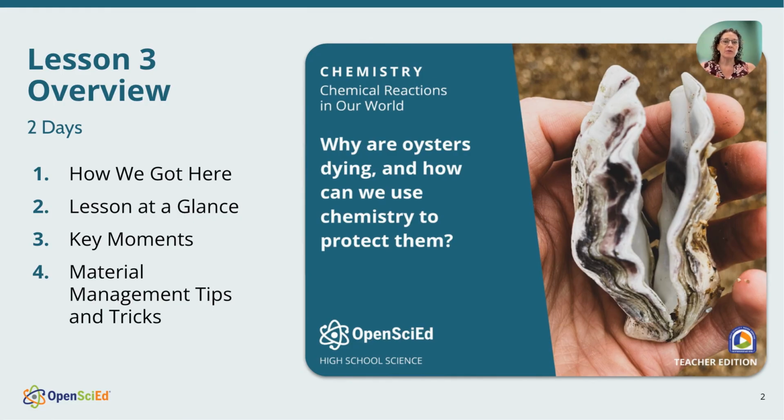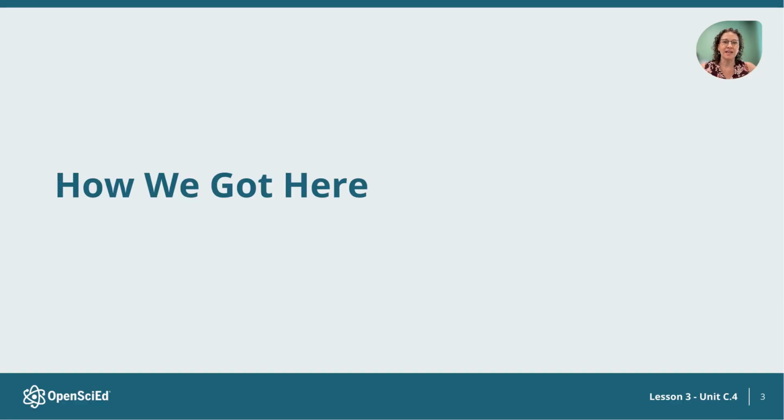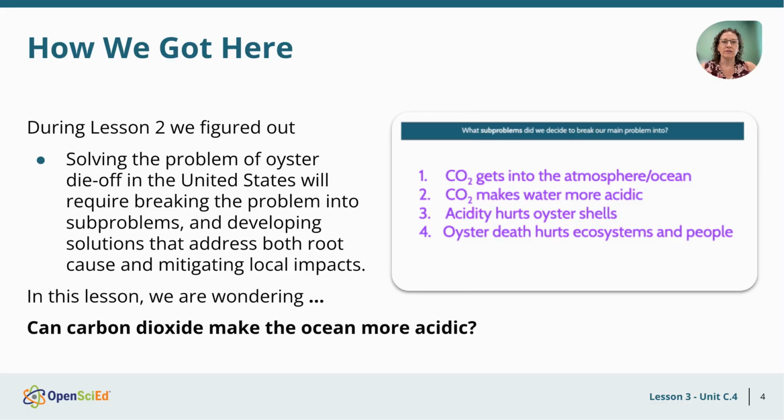In this lesson, we brainstorm a list of substances that contain both water and carbon dioxide. We plan an investigation with our group to test whether solutions of carbon dioxide and water are acidic. We read an article and explore a website about pH. Let's get started. Let's take a look at how we got here.